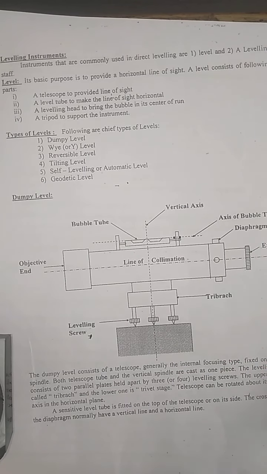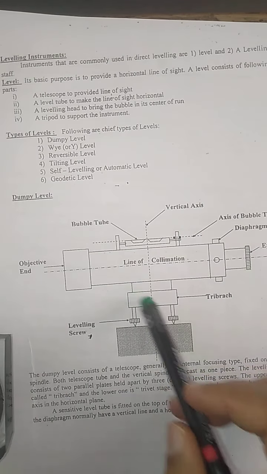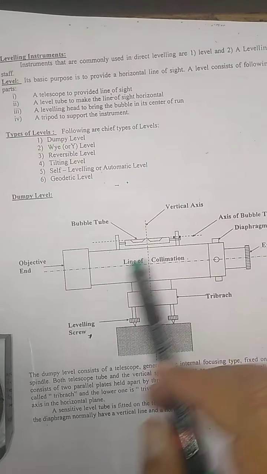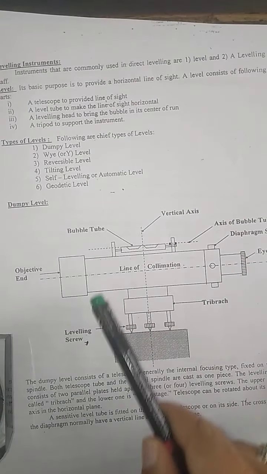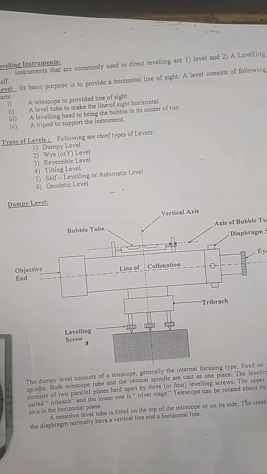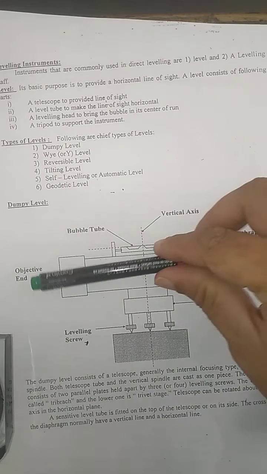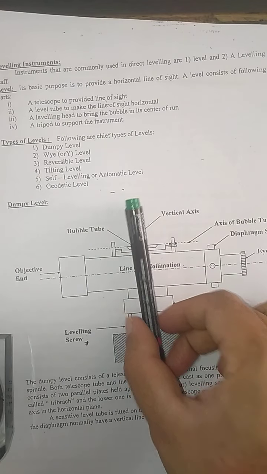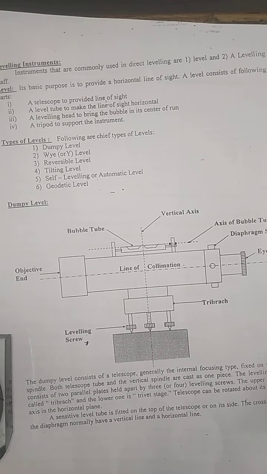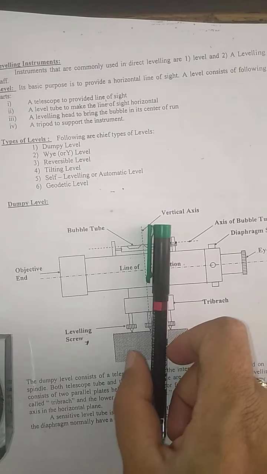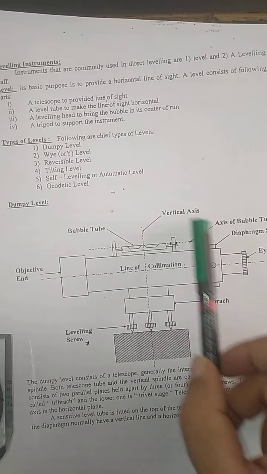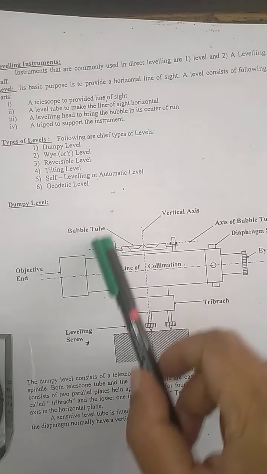It is going to be mounted on a collar, okay, and it has the vertical spindle. This particular telescope is attached to the vertical spindle, right? We call this portion a spindle, or we call it a collar. Now this telescope is mounted on a vertical spindle, right, which has the level screws. It has the telescope and a vertical spindle which are cast in a single piece, and this we call a bubble tube, right? This we call a bubble tube.